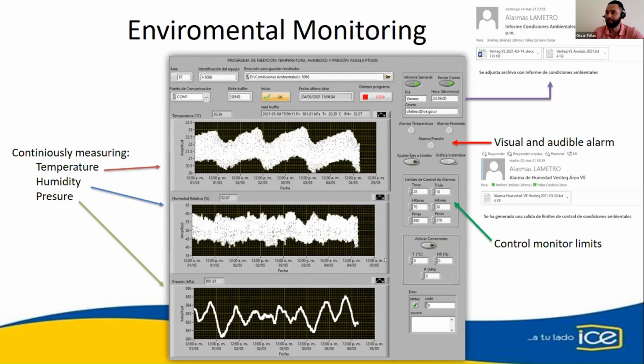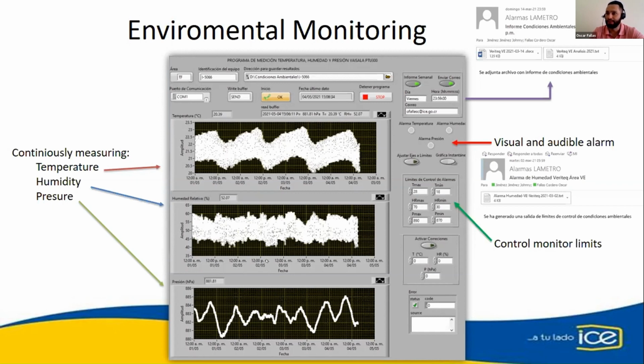This sends a plot of the program and also some summarized information that we use to evaluate, for example, the maximum, the minimum, the median, standard deviation to see how the conditions are going. Visible and audible alarms are configured in the lab, and also an email in the case of an event alarm is sent to us if any value gets out of the control limits that we defined in the software.